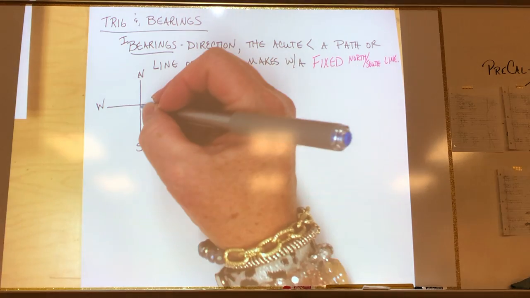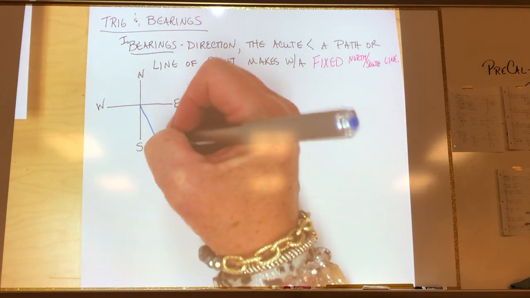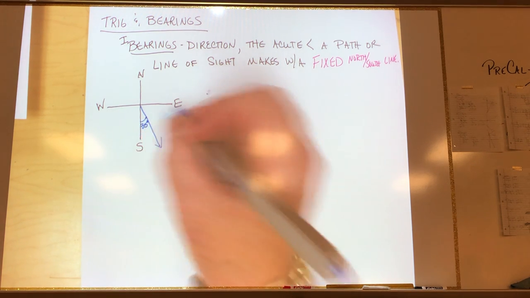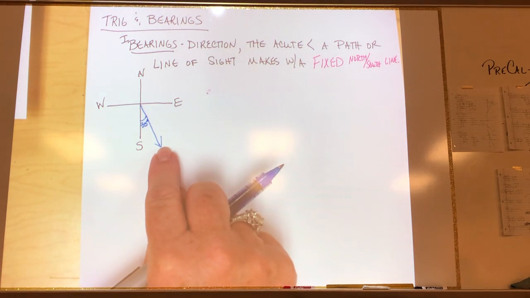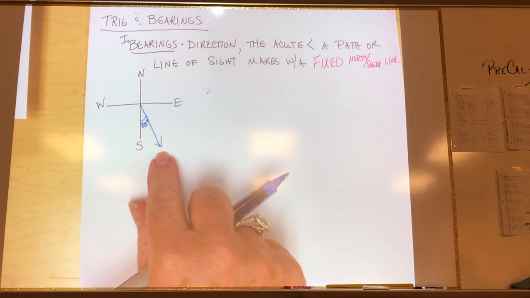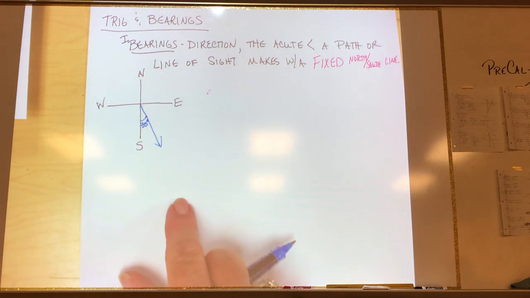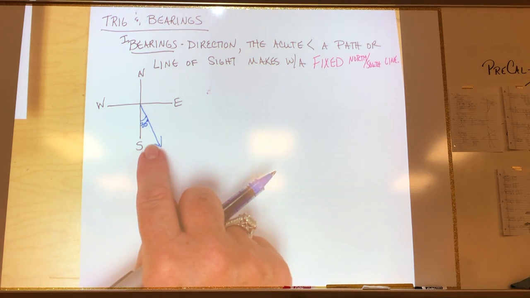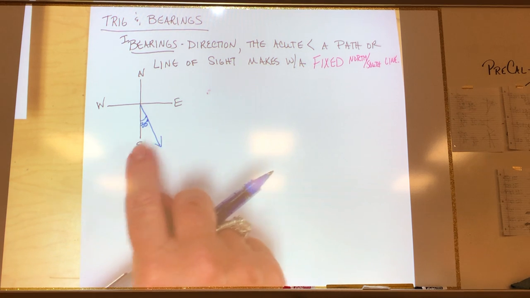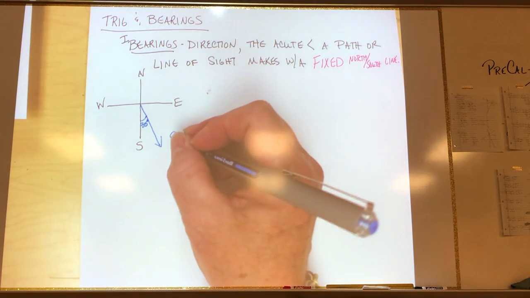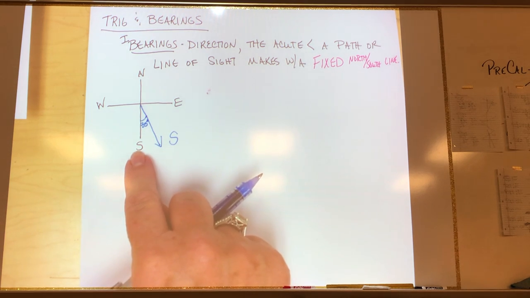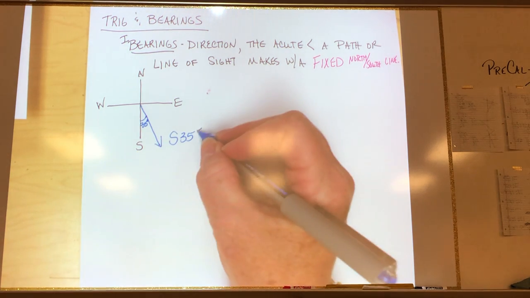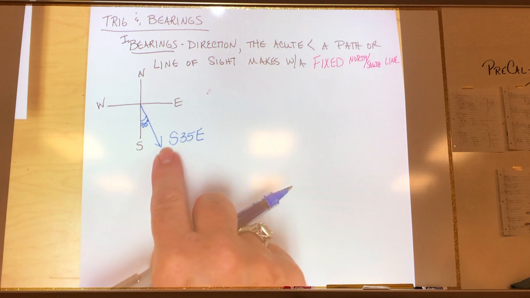Okay, here's the bearing that I'm going to give you. I have to tell you this angle: 35 degrees. This is my bearing, this blue line right here. The arrow on it says this is the direction that I'm going. That's my bearing. I could name this bearing in more than one way. First of all, I could name this bearing starting off south. I'm moving how many degrees? 35. So I put a 35. In which direction? To the east. So that's one way I could name this bearing.